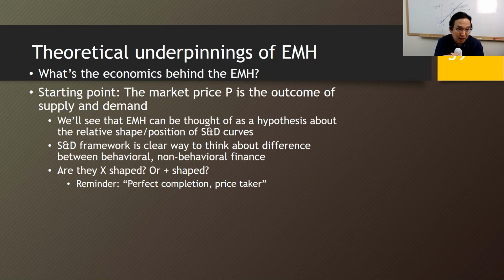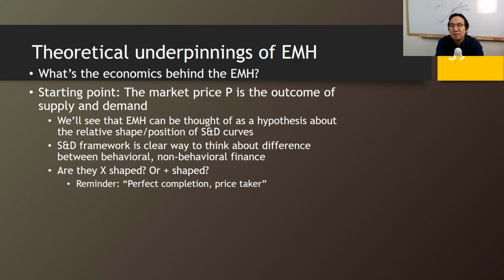So what's the economics behind the EMH? The starting point is that the market price, P, is the outcome of supply and demand, right? The equilibrium price. If you remember economics 101, the supply curve and demand curve, remember how it is shaped. And then the market clears at the place where the supply and demand curves meet, the intersection. And there the equilibrium price and quantity are determined.